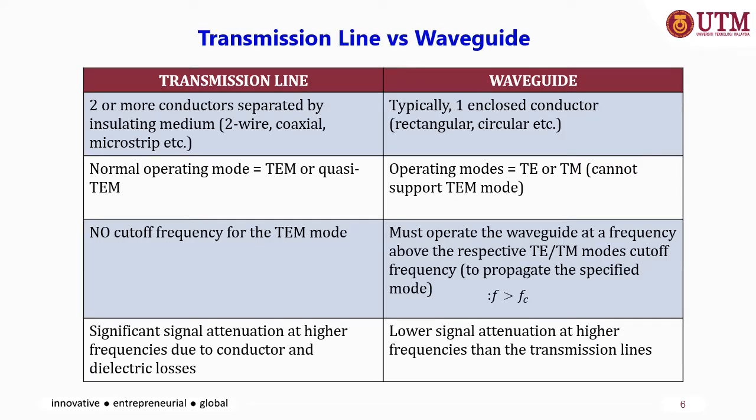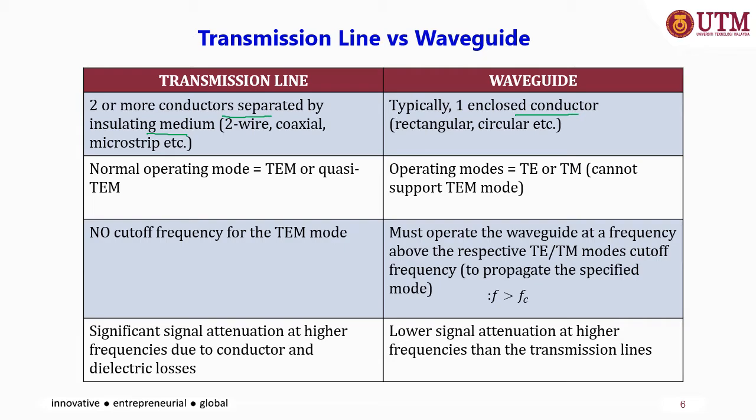Okay, this slide summarizes the main differences between the transmission line and also the waveguide structure. Both are waveguides, but one using the transmission line technique and the other one using the waveguide structure. In terms of the structure itself, a transmission line has two or more conductors separated by an insulating or dielectric medium, for example, two parallel wires, coaxial cable, microstrip, etc. While the waveguide structure typically includes one conductor, either in rectangular shape, circular, or etc.